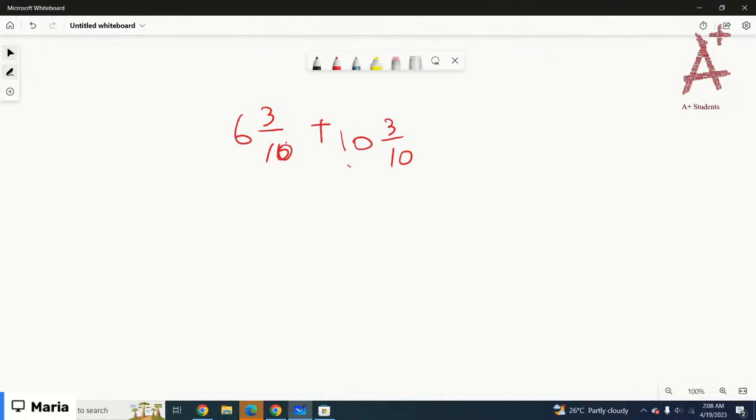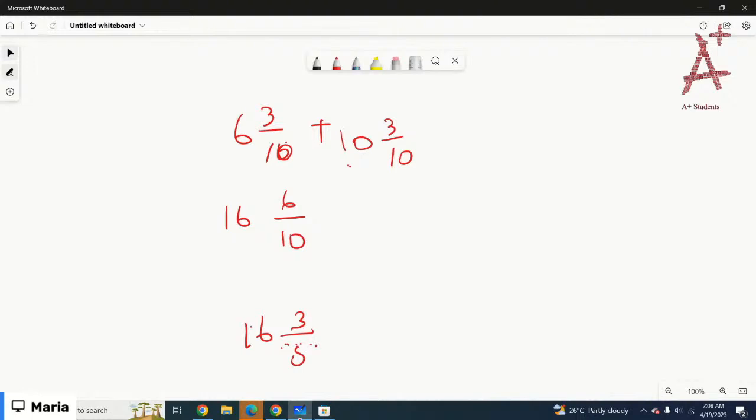Got it? So let's just add their whole number portion. 10 plus 6 makes 16. So here you have 16. You can add their numerators. So 3 plus 3 makes 6 and you have 10. It would be 16 whole 6 over 10. Also, you can divide the 6 over 10 by a common number, 2. So 2 times 3 is 6 and 2 times 5 is 10. So it would be 16 whole 3 over 5.